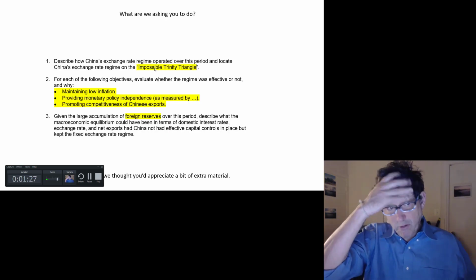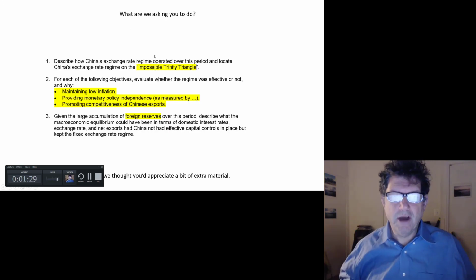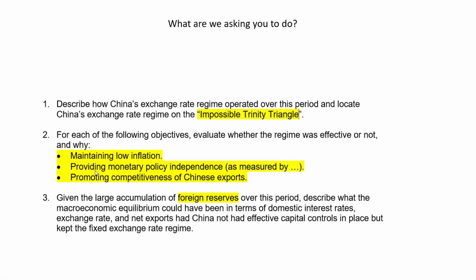So yes, we have a few questions here talking about what we call the impossible trinity triangle. We'll be talking about that. The objectives: low inflation, providing monetary policy independence, promoting competitiveness, and then of course there's the issue of foreign reserves. So we thought you'd appreciate a little bit of extra material in going through that.